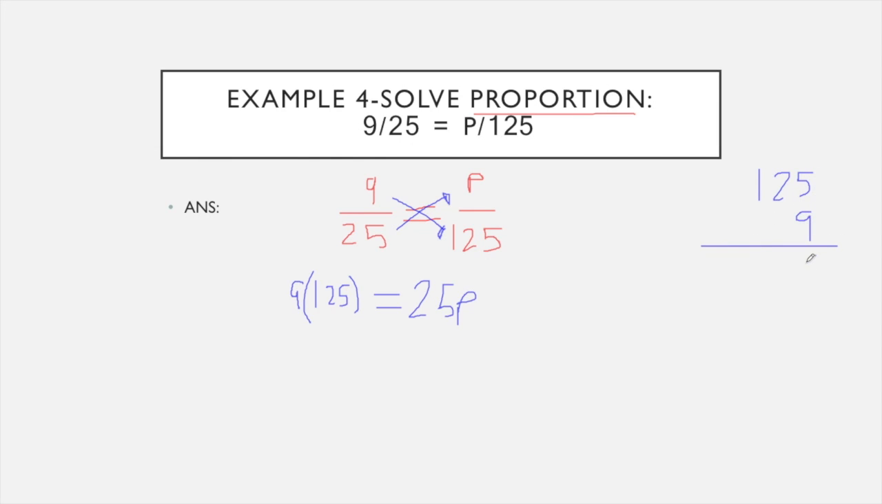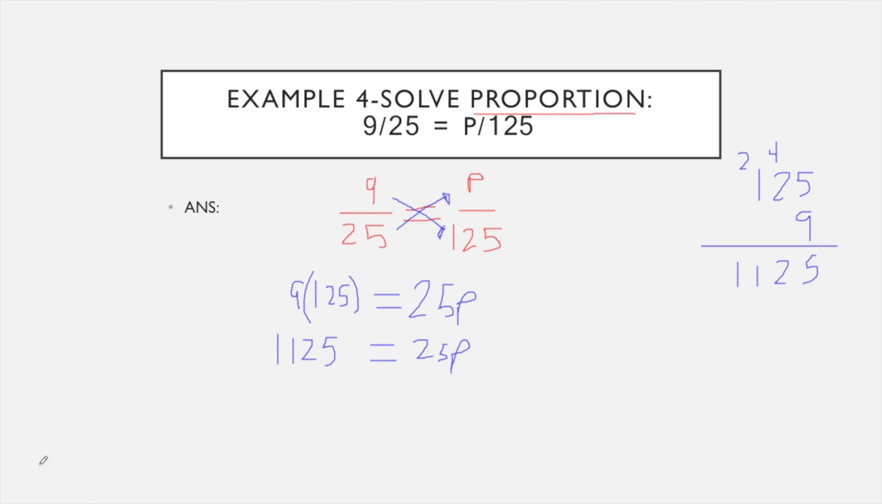9 times 5 is 45. 9 times 2 is 18, plus 4 is 22. 9 times 1 is 9, plus 2 is 11. So we get 1,125 on our left side. On the right, we still have 25p.